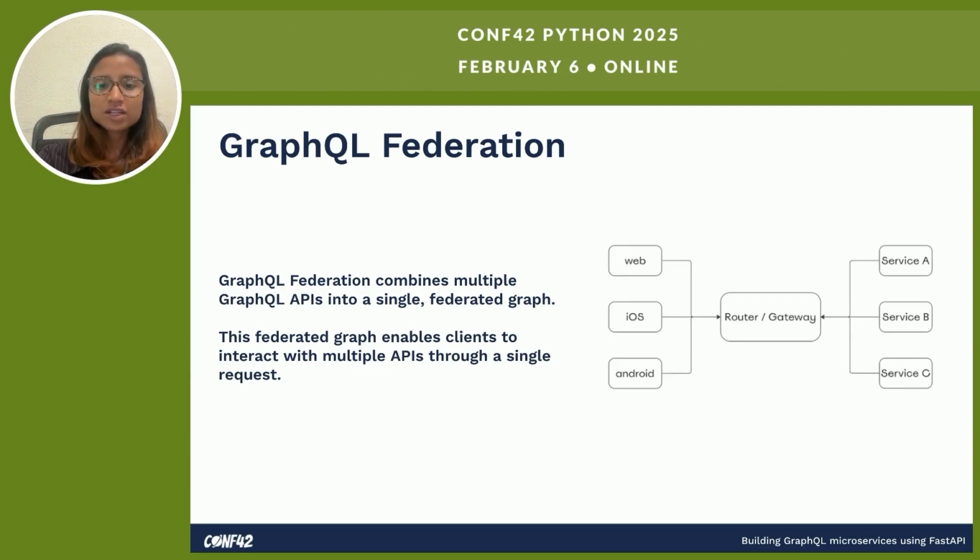So now take a look at the diagram. You will see how various web and mobile applications interact with a single router. Behind the scenes, this router communicates with individual services, like here service A, B, C, let it be user, post, or anything like that, ensuring that everything works as a cohesive system. So, with GraphQL Federation, scaling your microservice architecture becomes not just easier, but smarter. So, let's see an example in the next slide.